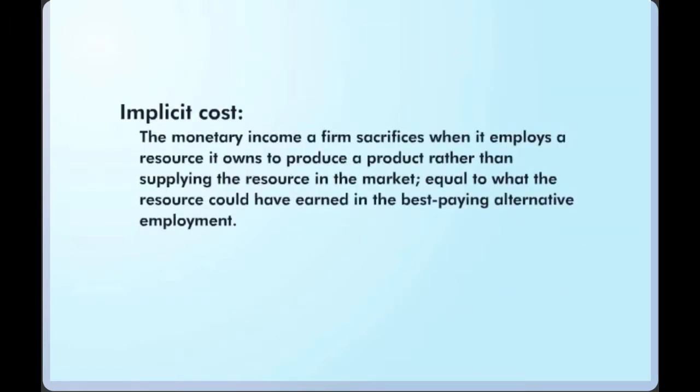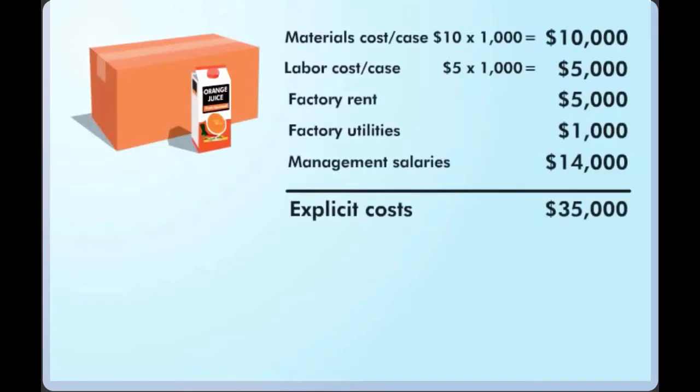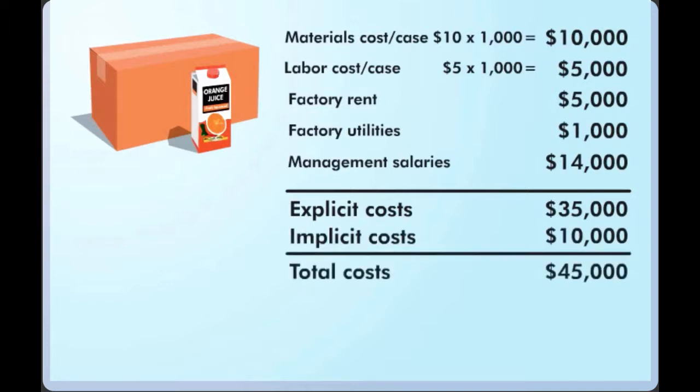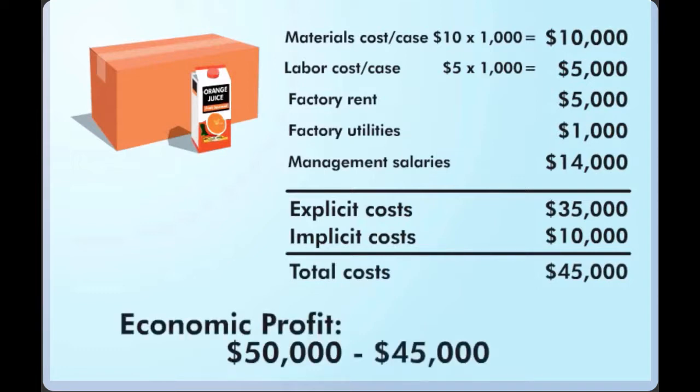Implicit costs include the monetary income a firm could have earned by using its resources, including entrepreneurship, in their best alternate use. In this example, the orange juice producer's implicit costs are $10,000. That results in total costs of $45,000 and an economic profit of $5,000.